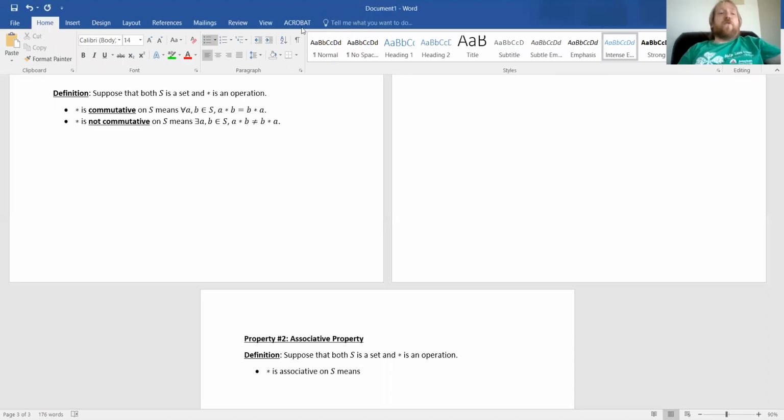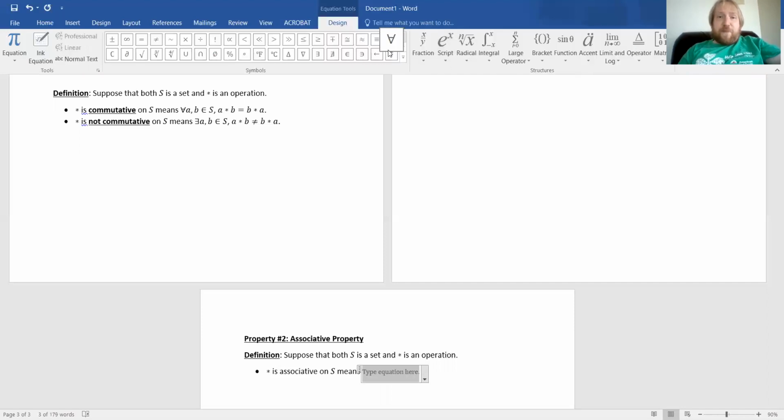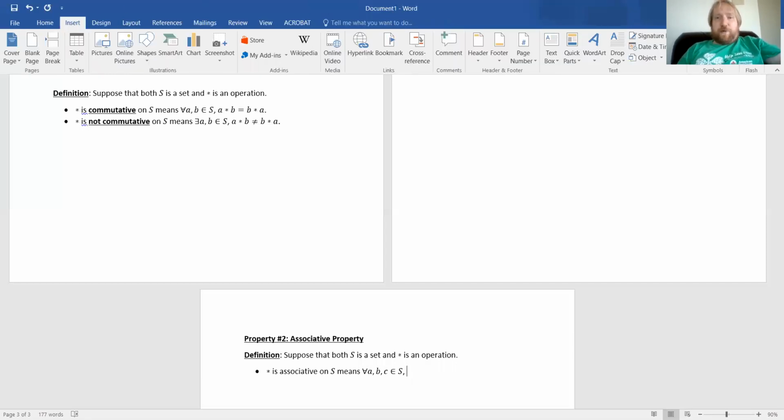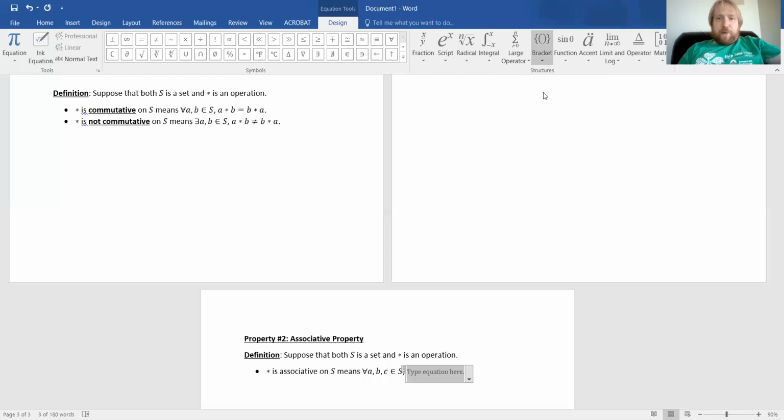And this means for every three elements A, B, and C that belong to S, the expression A star B in parenthesis, star C, equals A star the expression B star C in parenthesis.